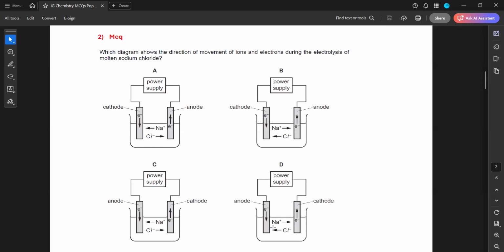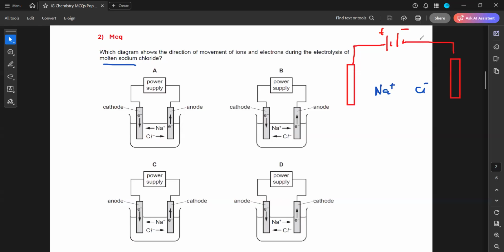Okay. In question 2, which diagram shows the direction of movement of ions and electrons in electrolysis of molten sodium chloride? So in molten sodium chloride, what are the ions we have? We have a sodium ion and we have a chloride ion. And we have a power supply. If we have an anode or a cathode, so what actually happens, for example, if we connect in this manner, this is the positive terminal of the battery, this is the negative terminal.